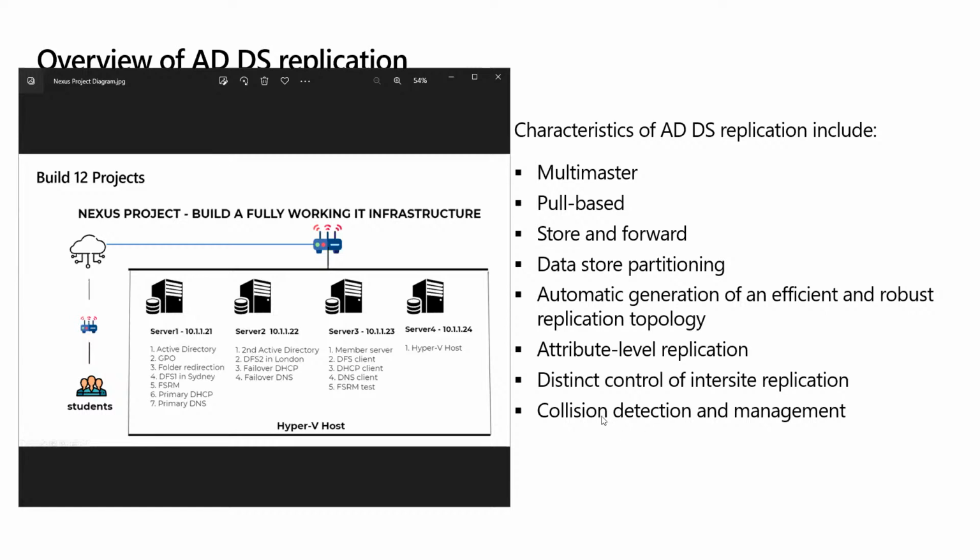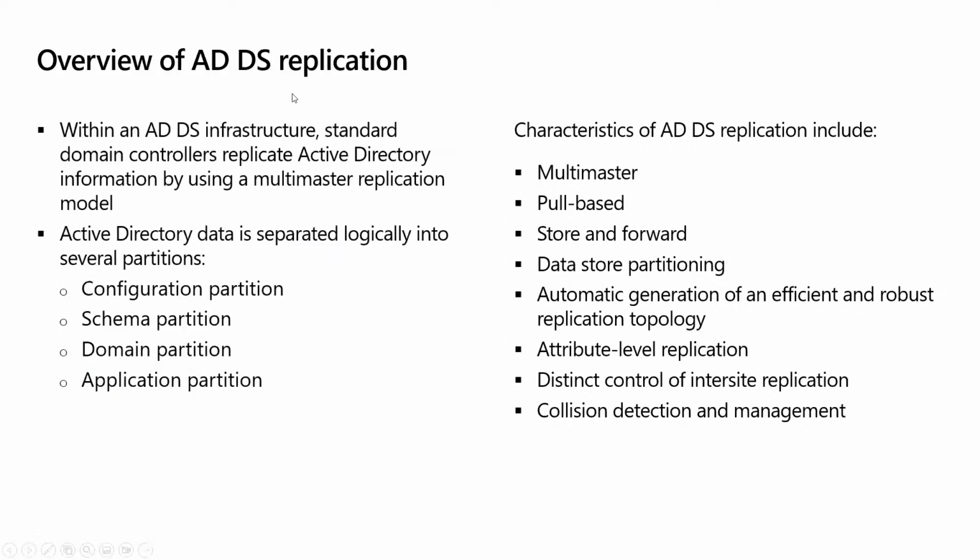There's an automatic collision detection. So who will win? The one with the latest date stamp. Okay, the one with the latest update. How do you detect collision? The one with the latest update. Okay? Any question about replication?